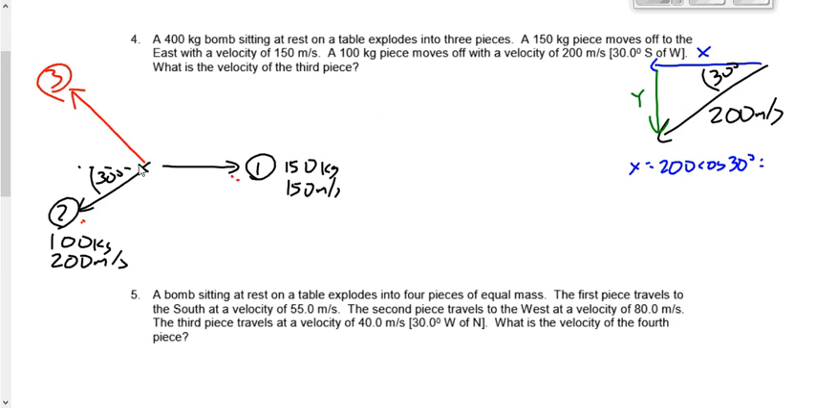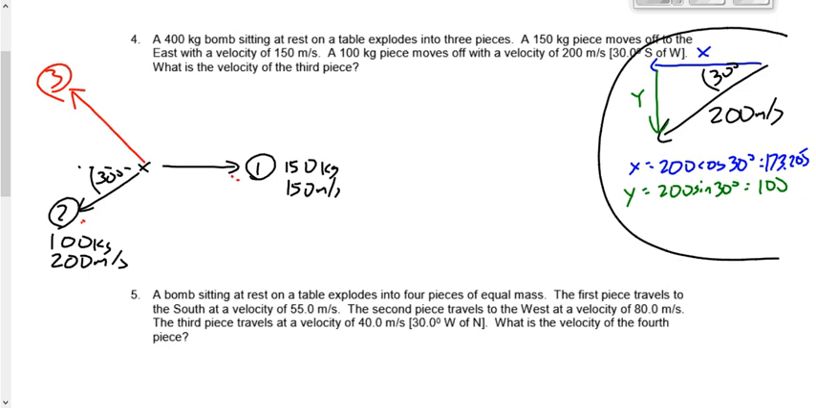What is that? 173.205. And then the Y component, well, that's sine, 200 sine 30, which is 100. Box it off. Why? Well, because that's what we do. It just reminds us that this is the only thing that makes this different than those other questions that we had been working on.